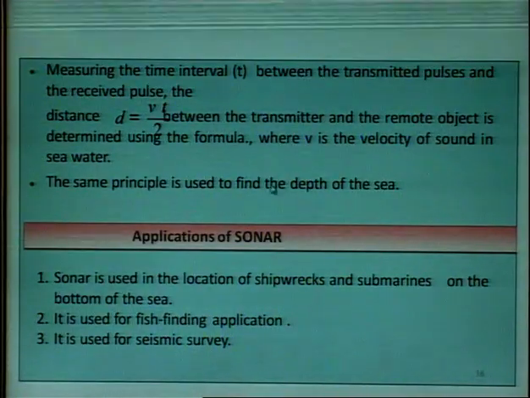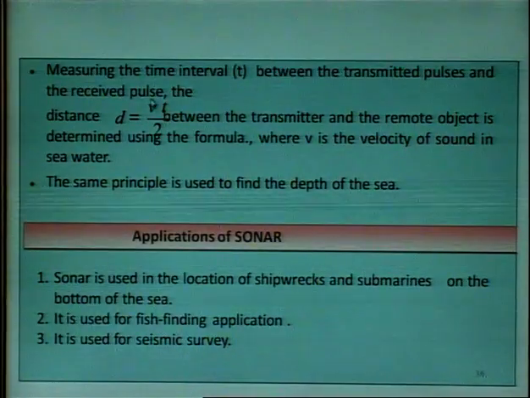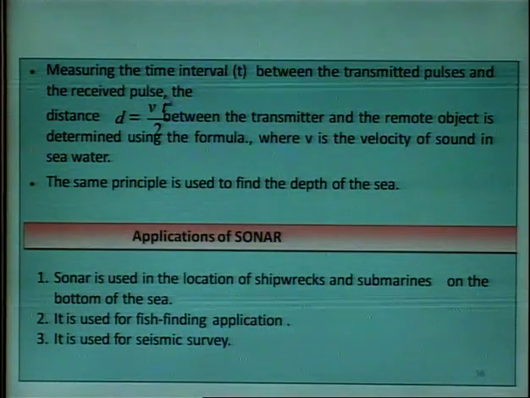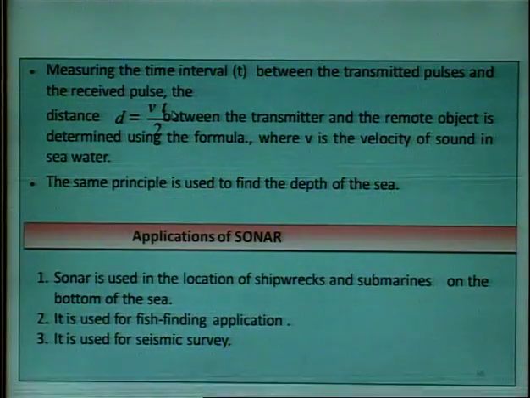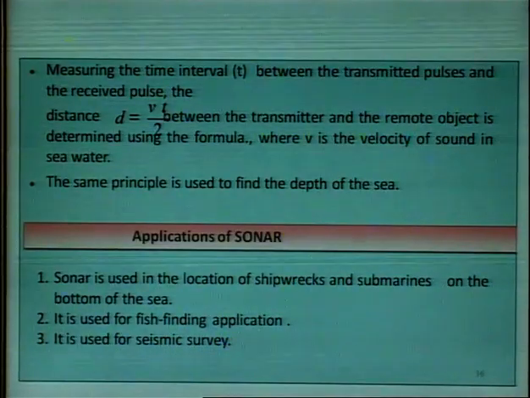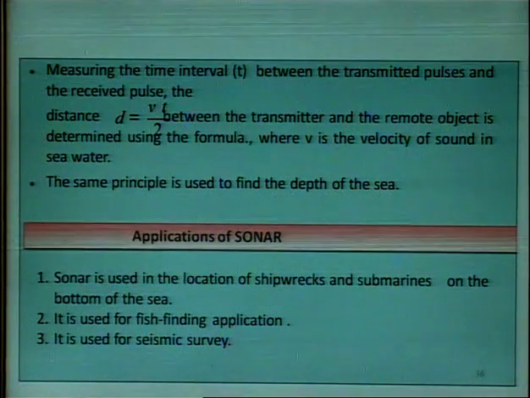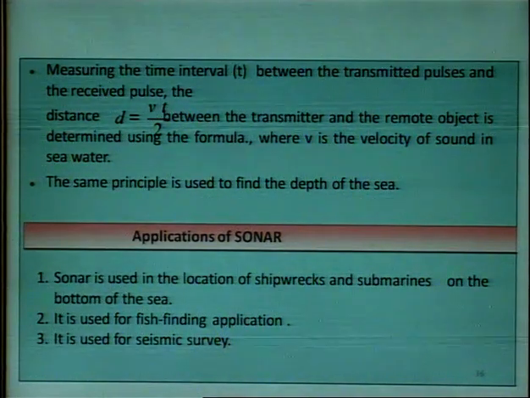The same principle is used to find the depth of the sea. We can easily find the time interval between the transmitted and received pulse. Velocity we know for the sound waves or ultrasonic waves. So, V into t upon 2, this factor of 2 is because the total path is double.